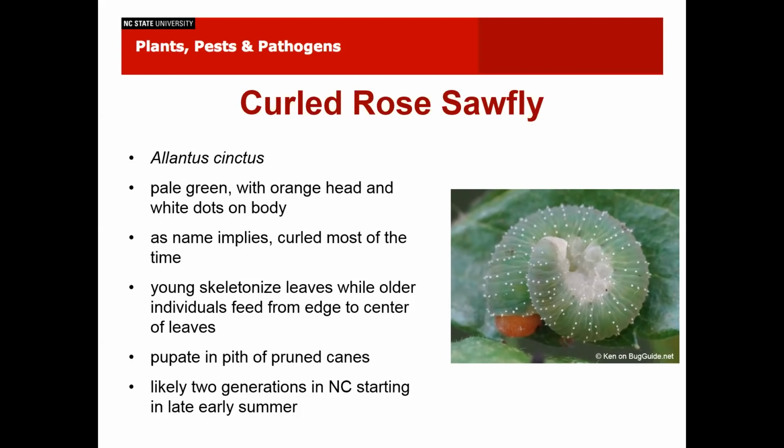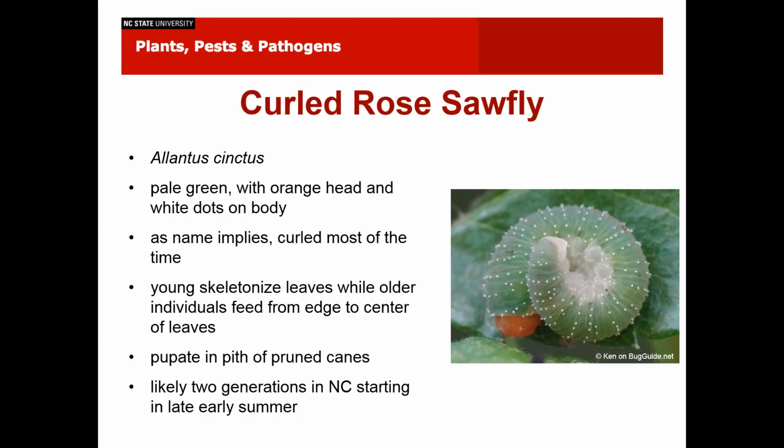I don't know how common this one is in our area. Again, I'm looking out for all of them. I saw the hairy one first, the bristly, and I'll be looking out for this one later. There are likely two generations in North Carolina, and they apparently start in early summer.